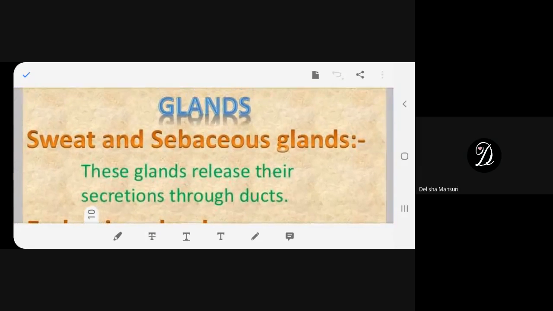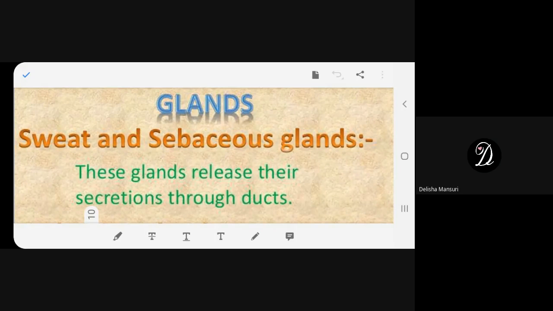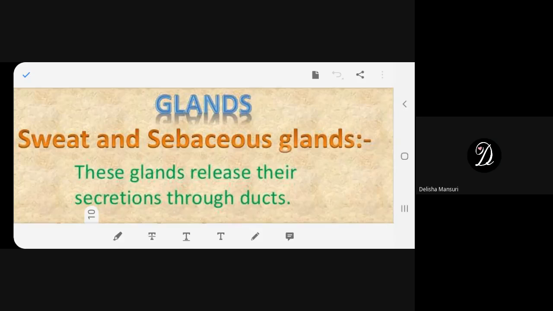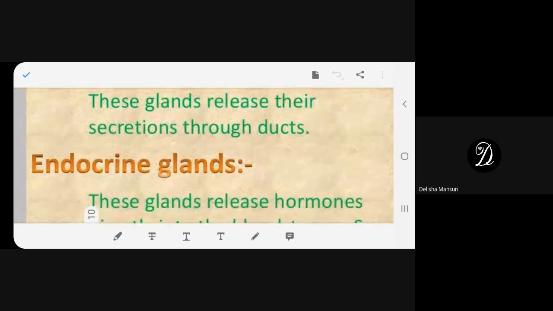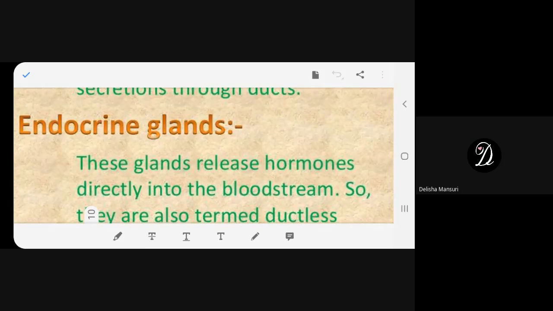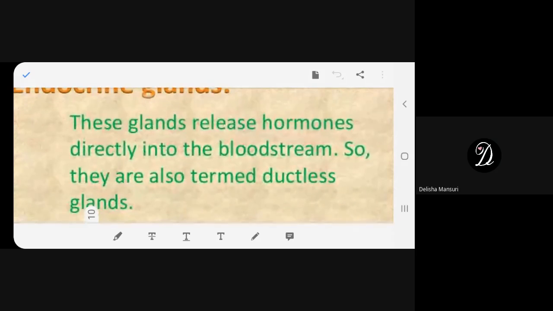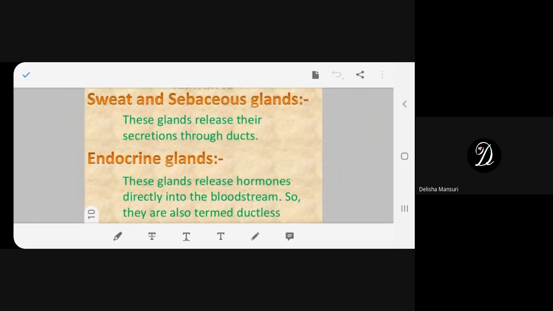Something more of detail. These are the detailed account of what actually are the sweat and sebaceous glands. Okay, begin. These glands release their secretions through ducts. A duct is a hollow cavity. Then endocrine glands: these glands release hormones directly into the bloodstream, so they are also termed ductless glands. What differences did you find in both the sweat and sebaceous glands? Ducts. Endocrine glands, ductless glands.